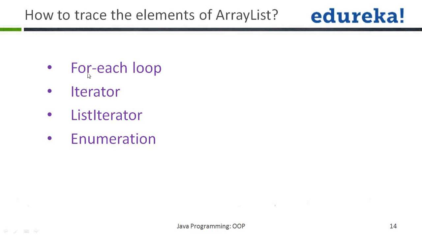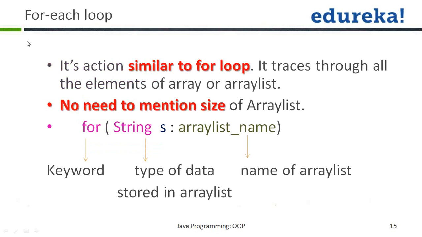Okay. So we'll be seeing each one of them. First of all, the for each loop. Its action is similar to a for loop. It traverses through all the elements of an array or array list. No need to mention the size of the array list. Just write for, bracket, String s, and you pass the array list name.